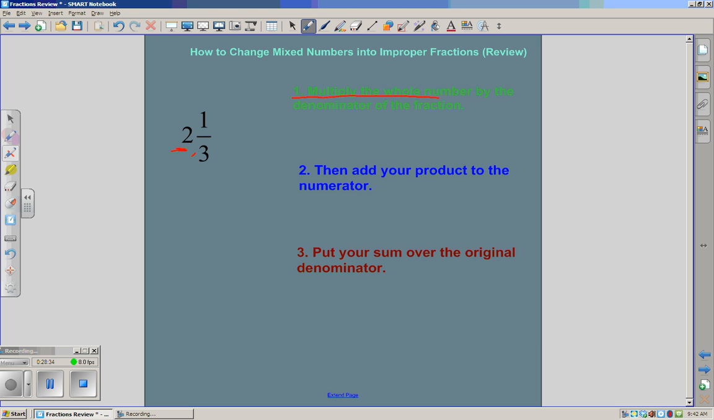So I would do 2 times 3. Then you add that answer to your numerator. So 2 times 3 plus 1. 2 times 3 is 6. 6 plus 1 is 7. And step 3, you put that sum over your denominator that has not changed. 7/3. That is how you change a mixed number into a fraction.